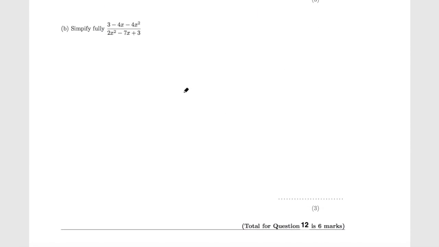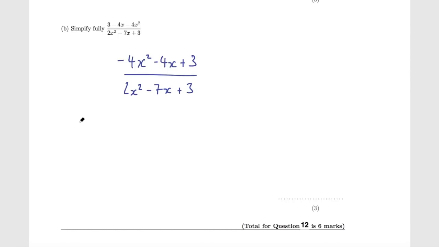Okay, part B says simplify fully (3 minus 4x squared) divided by (2x squared minus 7x plus 3). Well, we've got two quadratics here and we can factorize those and hopefully something cancels out and we're left with the more simple fraction. Okay, so let's start with the top line. I'm just going to rearrange it so the x squared is at the front. I find it easier to do when it's written like that. So top line becomes minus 4x squared minus 4x plus 3. And the bottom line, I'll just leave it as it is, 2x squared minus 7x plus 3.